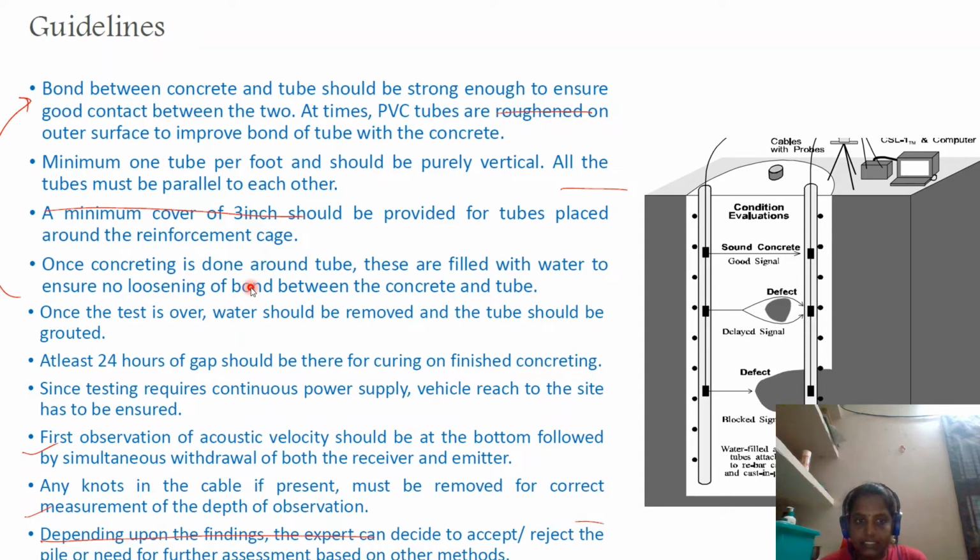Once the concreting is done around the tube, it is filled with water, ensuring no loosening of the bond between the concrete and the tube. Your pipe shouldn't undergo any change in shape because of the setting of concrete. Once the test is over, the water should be removed and the tube should be grouted. So after finishing our test, the water will be removed and all the tubes will be grouted with cement grout.